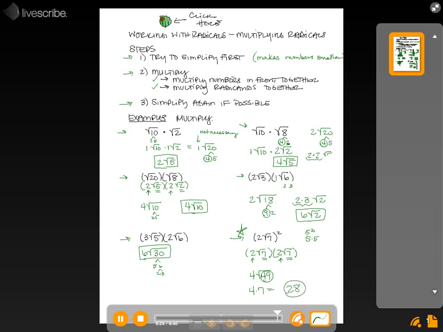So in that case, I got a whole number as my answer. It has no radical on it. And that may happen, so pay attention to that. It's okay to get that as an answer. So those are your notes on multiplying radicals together. If you have any questions, rewatch the video or bring them to class next time.